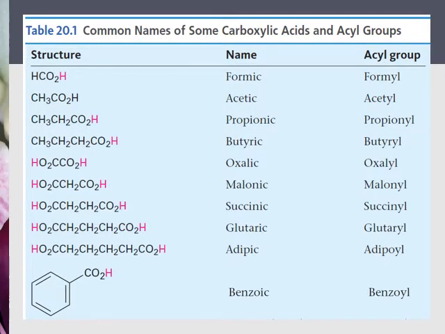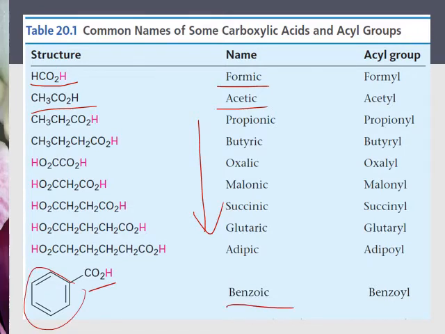Here are common names of some carboxylic acids. The simplest one is carboxylic acid with 1 carbon, and the name is formic acid. The next one, 2 carbons, is acetic acid, which is also vinegar that we use in our everyday life. Please go over other carboxylic acids and their names. Benzene with 1 carbon is benzoic acid.